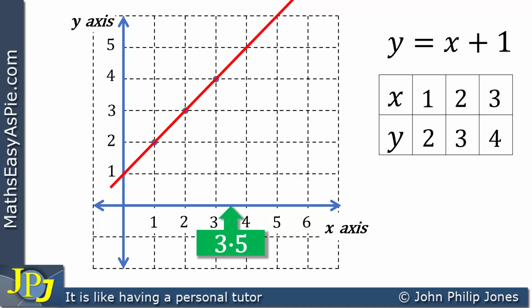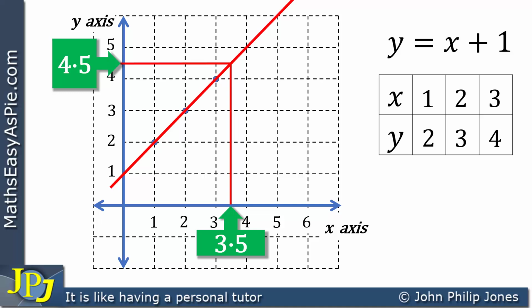Well, what you do here is you draw up from 3.5 as far as the plot, and then you go across to the y-axis, and you look where that crosses, and you can see it's between the 4 and the 5, and in fact that is 4.5. So when x is 3.5, y is 4.5, which makes sense because if you look over here, if this is 3.5 and you add 1 to it, you get 4.5. So y under these circumstances is 4.5, which is exactly what's shown here.